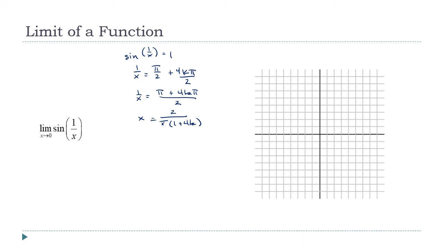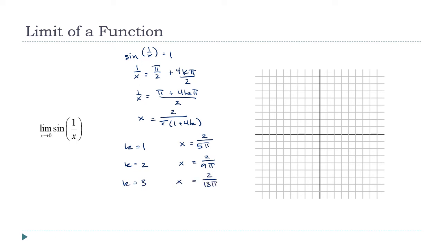Okay, well now let's look at some numbers. When k is equal to 1, x is equal to 2 over 4 plus 1, that's 5 pi. When k is equal to 2, x is 2 over 9 pi. Let's do one more. When k is equal to 3, x is 2 over 13 pi.